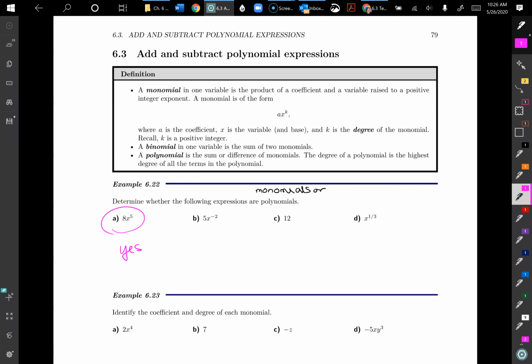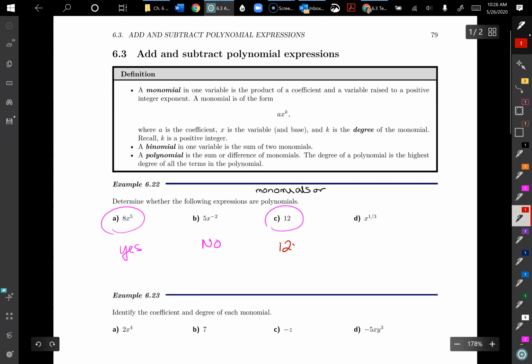And we have b, 5x to the negative 2, would be no, because it has a negative exponent. C is actually okay, because we could rewrite that as 12x to the 0, and x to the 0 is 1, so that fits okay. We can have that as a monomial. X to the 1/3 would be no, because it is not an integer.